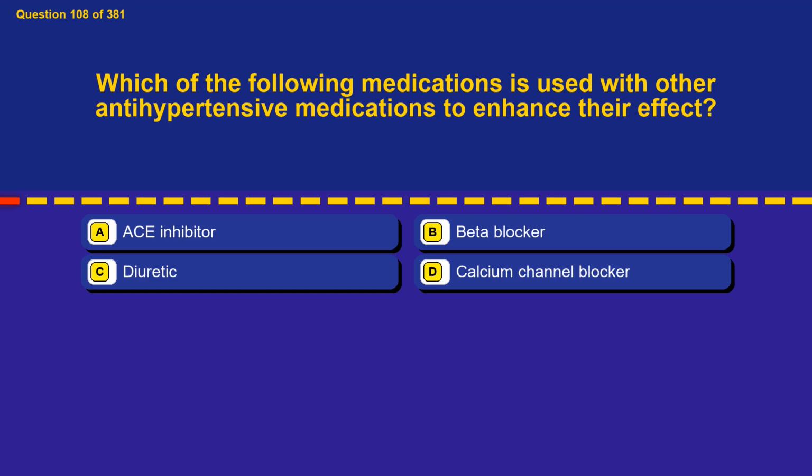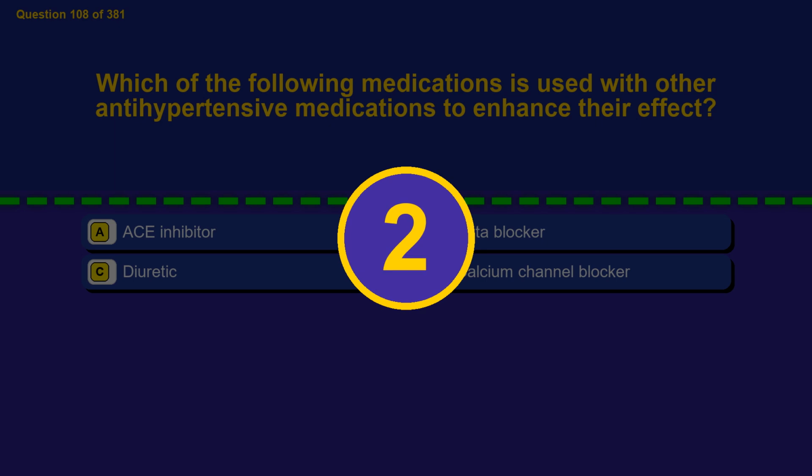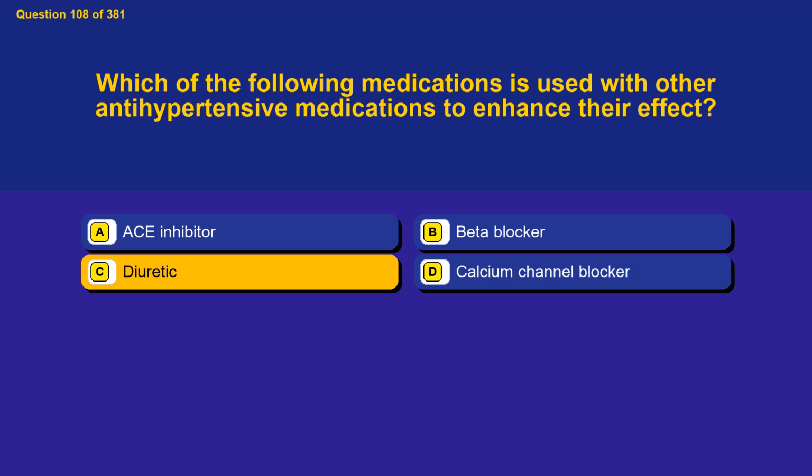Question 108. Which of the following medications is used with other antihypertensive medications to enhance their effect? Option A, ACE inhibitor. Option B, a beta blocker. Option C, diuretic. Option D, calcium channel blocker. The correct answer is option C, diuretic.